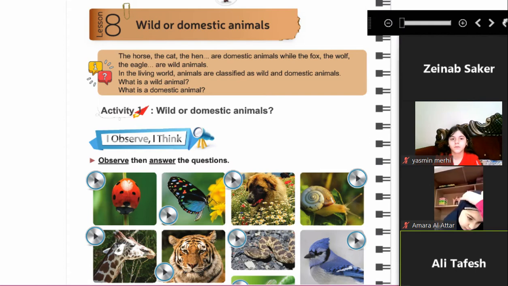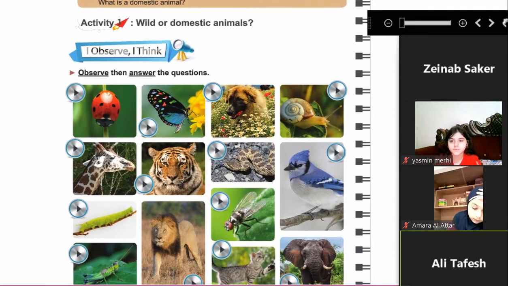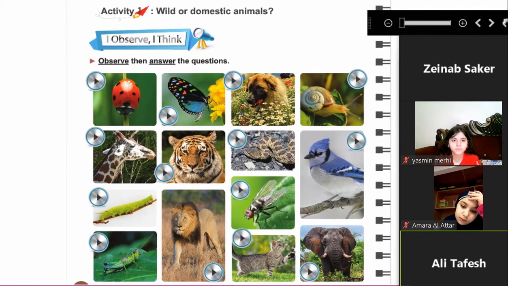In order to find the answer, we are going to observe the activity below about wild and domestic animals. As you see, in each activity, I have an animation about an animal. For example, let's start with the butterfly. Please observe the characteristics or properties of the butterfly which lives in nature. Let's start observing.